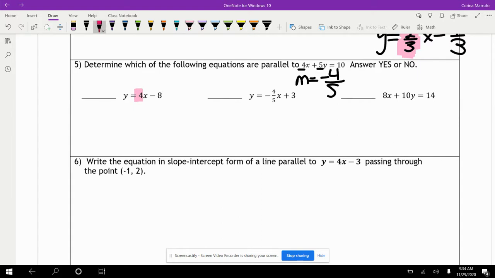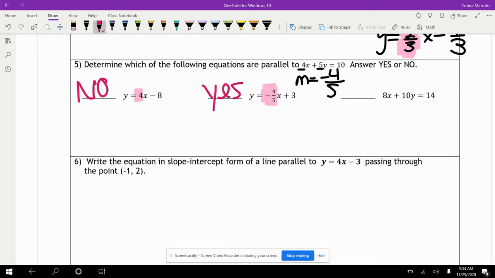And so then that means that this is not parallel to that given line. So no, because we're looking for a slope of -4/5. We go to the next one. This is going to be our slope. It's a number being multiplied with the x. So then this one is going to be a yes.